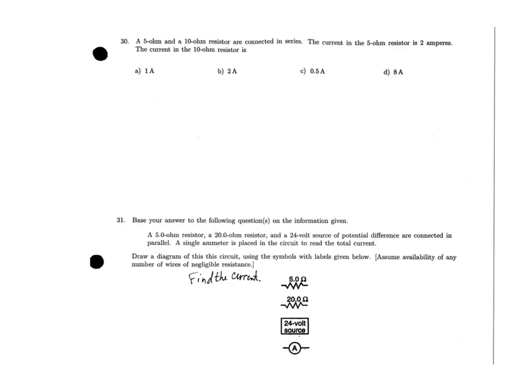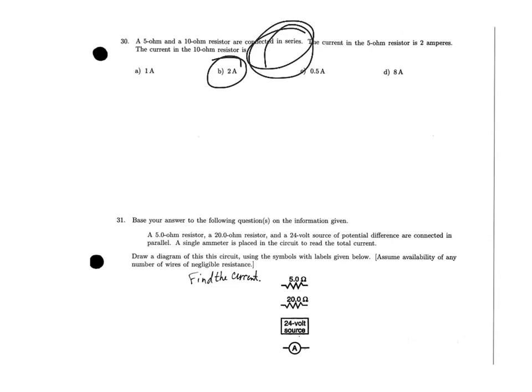30. A 5 ohm and a 10 ohm resistor are connected in series. The current in the 5 ohm resistor is 2 amps. The current in the 10 ohm resistor is, well, they're connected in series, so the current should be the same, which comes out to be B. Okay?